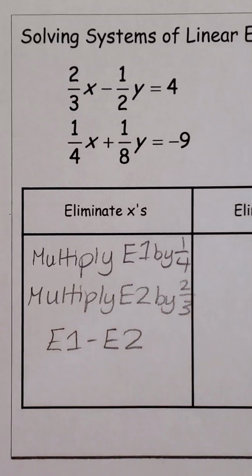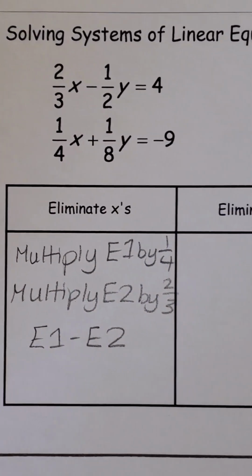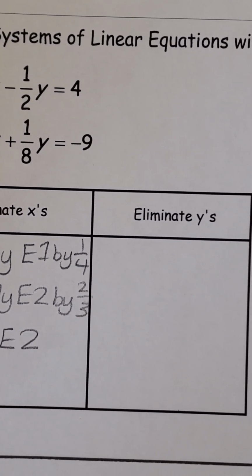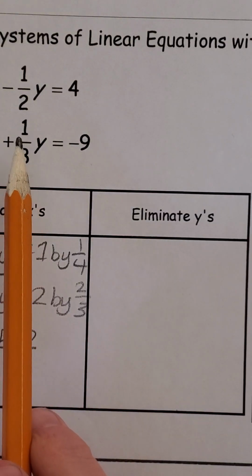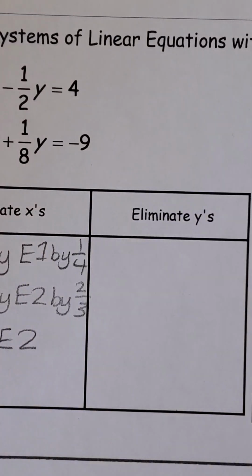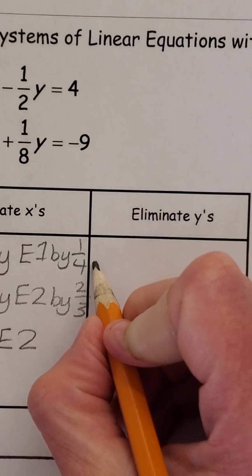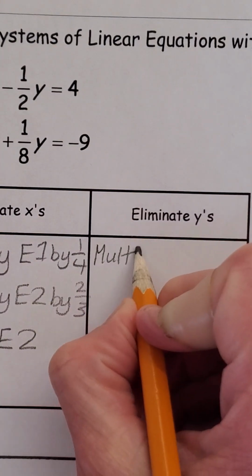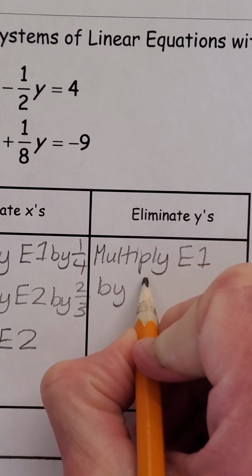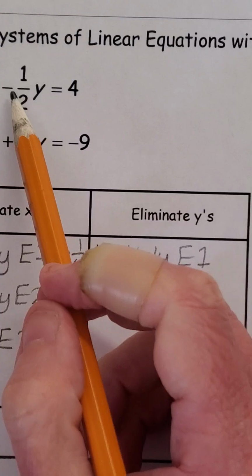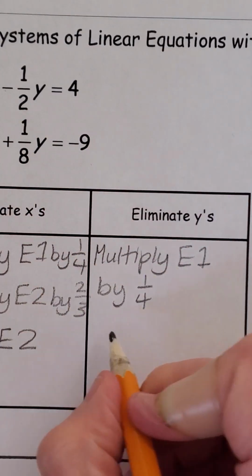then we would subtract e1 minus e2. If we were going to eliminate the y's, let's see if I can just sneak it over so you can still see the y's. There we go. So what we could do is we could have them both have a coefficient of 1/8. So that means we would multiply e1 by 1/4. And then because we have a negative and a positive coefficient, we would add the 2.